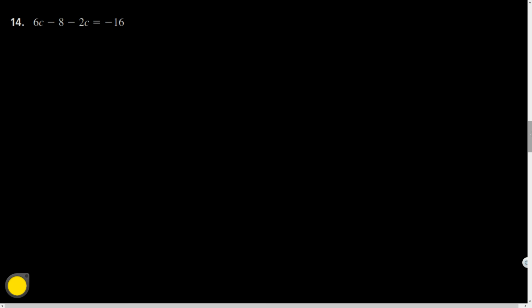I don't know how to solve for C. Which C am I solving for? Both of them? Now, what's my first move here? Yeah, combine the like terms. So if I have 6 apples minus 2 apples, how many apples do I have? 4 apples, right? So 6C minus 2C.